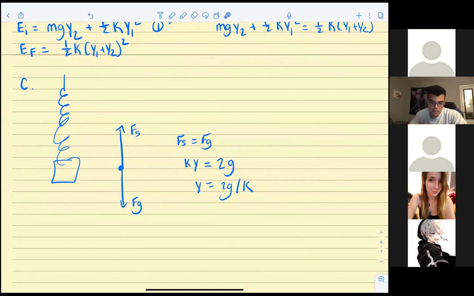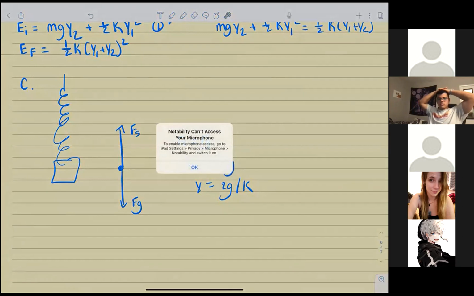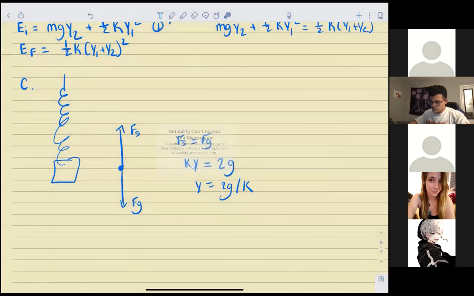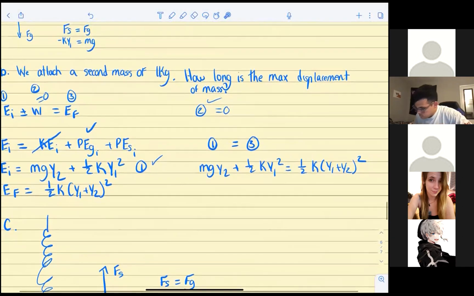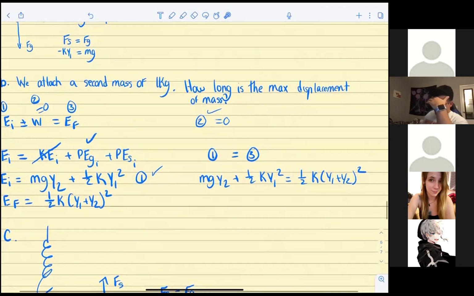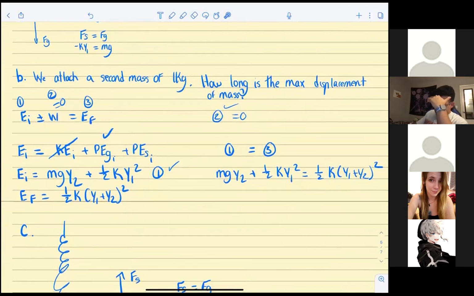I have a quick question too. For part B, where you wrote the equation for E final, where did the 1/2 come from? Like, I get the k and the y1 plus y2 part. Where did the 1/2 come from? Well, it's the spring potential energy, right? The spring potential energy is always 1/2 k, and then the change in position squared. Oh, sorry, I was thinking of the negative kx.